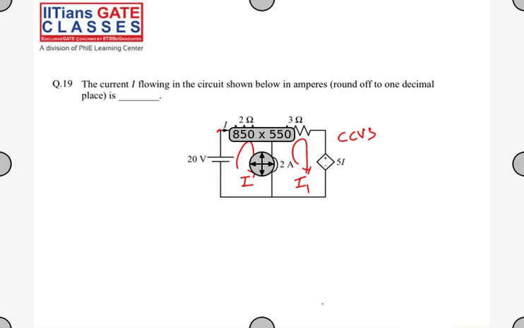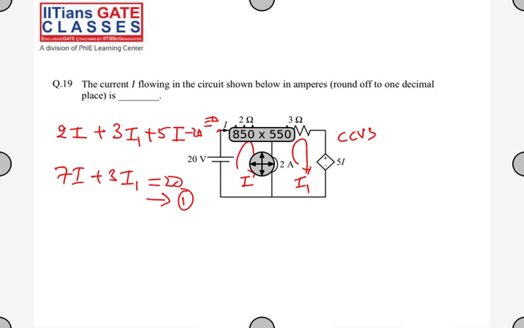So this will be 2I. Sorry, mesh equation. You can combine both the meshes. So tell me 2I plus 3I1 plus 5I minus 20 is equal to 0. So everyone clear with this? This is 7I plus 3I1 is equal to 20. So this is equation 1.